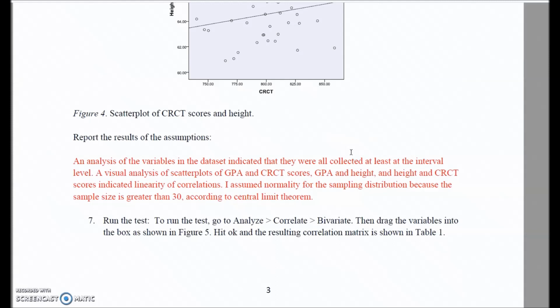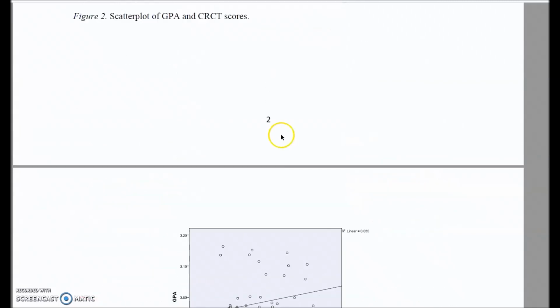So one of the things to notice is I did not check normality using histograms or using the KS test, because the sample size in this example is obviously greater than 30, it is 40. Because of the central limit theorem, it says that if your sample size is more than 30, then the sampling distribution is automatically normal. So I do not need to check anything else for normality of the sampling distribution.